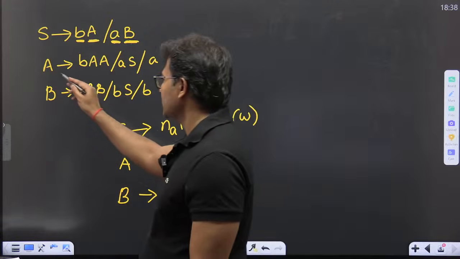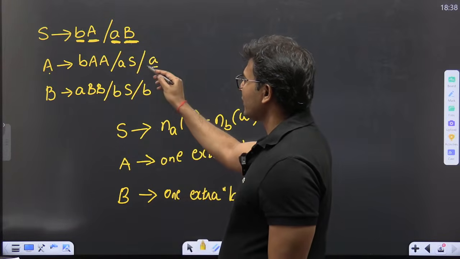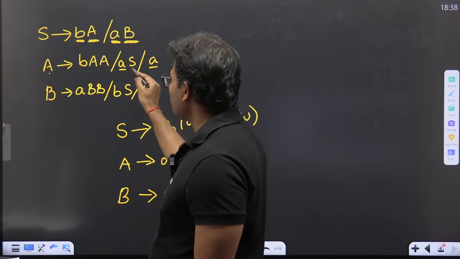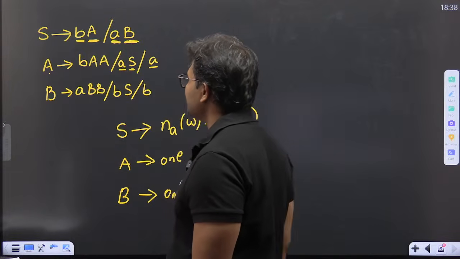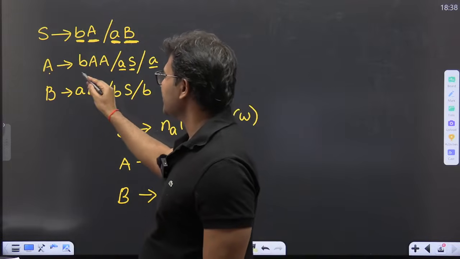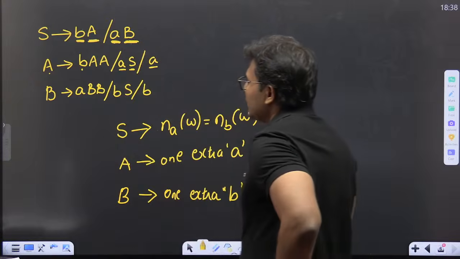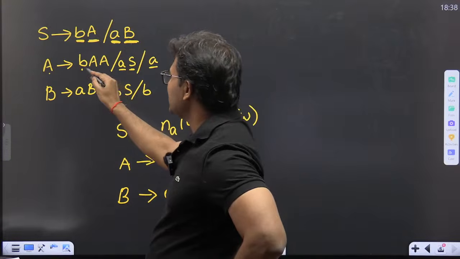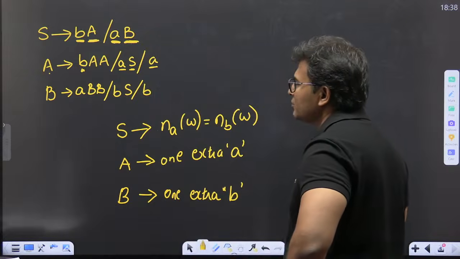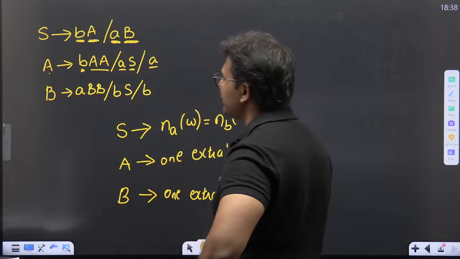Now see this. A has to generate one extra A, therefore one extra A is generated, followed by an equal number of A's and B's, which means one extra A is generated, right? And then A has to generate B, and then AA. What does this mean?